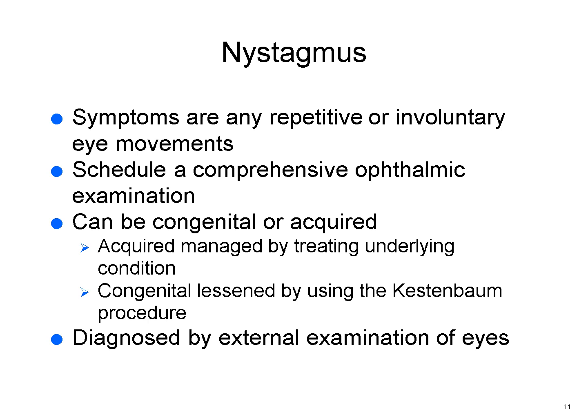Acquired nystagmus results when a disease process produces lesions in the brain or inner ear. Congenital nystagmus often can be lessened by using the Kestenbaum procedure, in which the eyes are surgically rotated toward the null point of the eye. In acquired nystagmus, the patient benefits from understanding the underlying cause and treatment of the nystagmus. Parents of the child with congenital nystagmus are given support and clear explanations about the condition and the surgical treatment, if indicated.